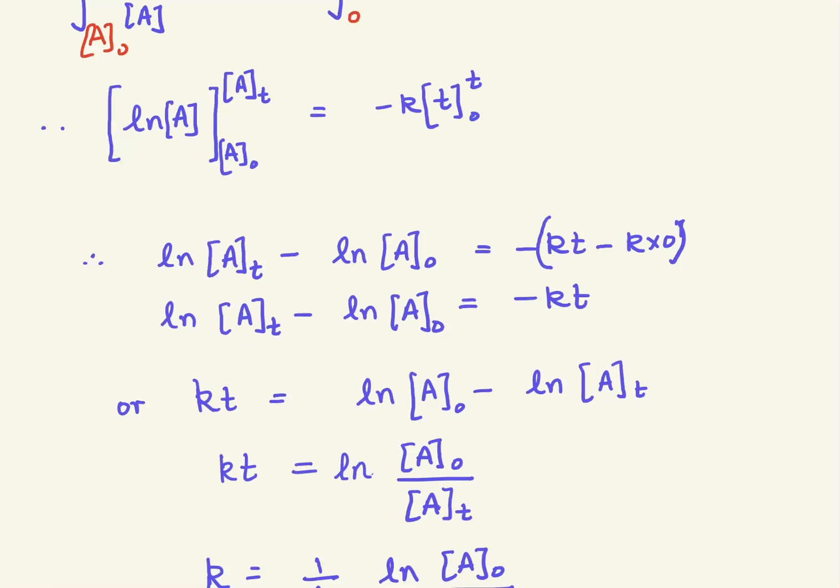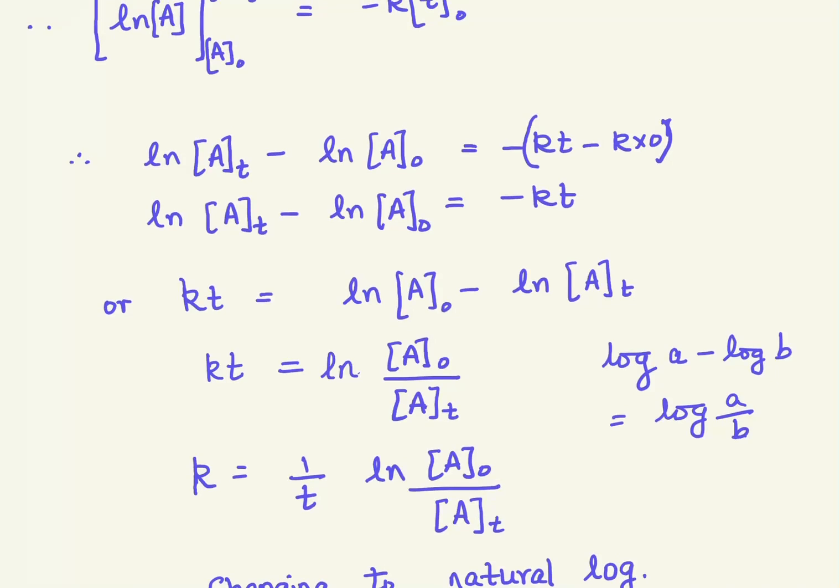Now you remember in logarithms, what is the rule that you follow? Log of A minus log of B becomes log of A upon B. Yes, we do it in grade 9, 10. So we apply the same logic over here. Let me segregate it so that we don't get confused. So that means your rate constant is equal to 1 upon t natural log of A0 upon AT.